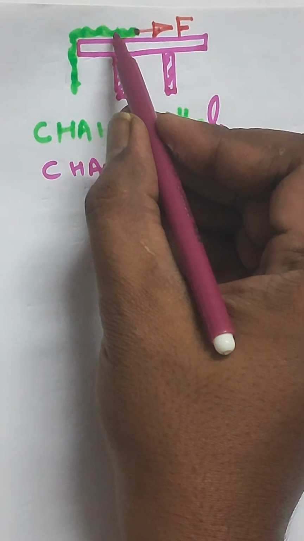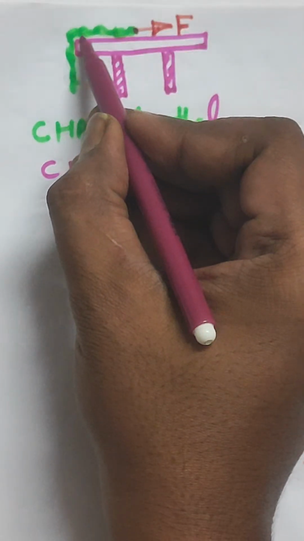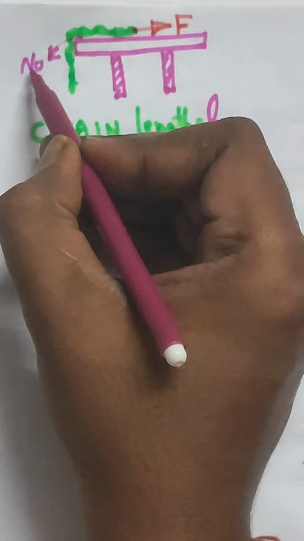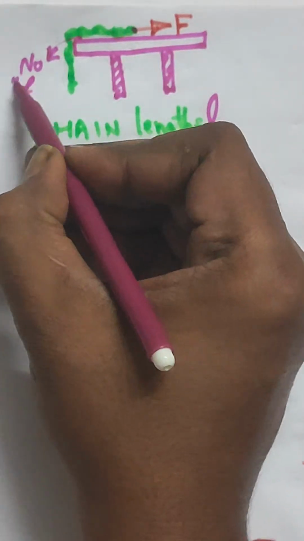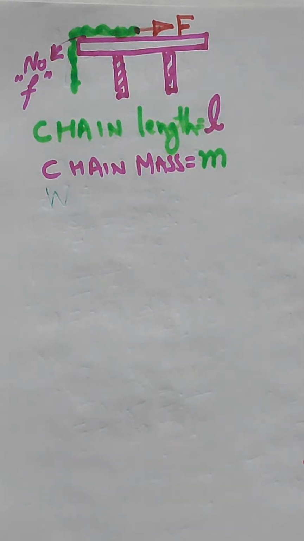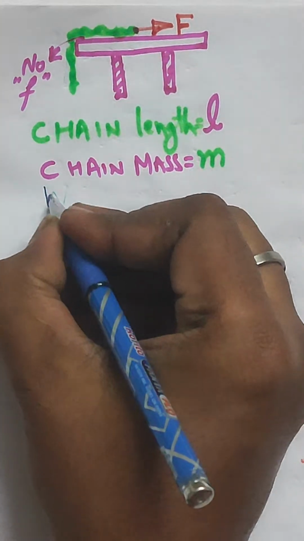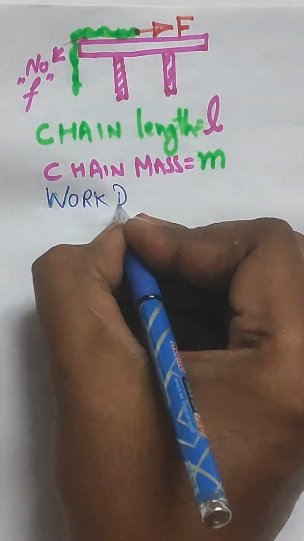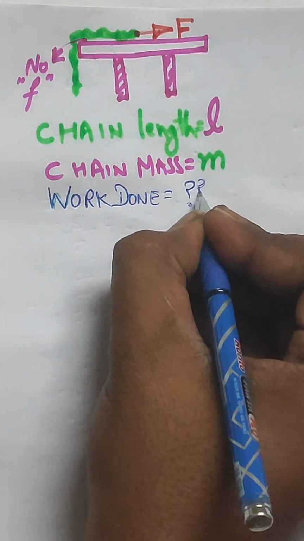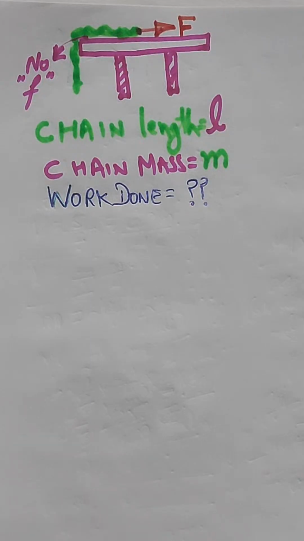So between the table and chain here at this point, we are saying no friction, right? So in this case, we need to find the work done. What is the work done by this force in pulling this chain? This we need to calculate, right?